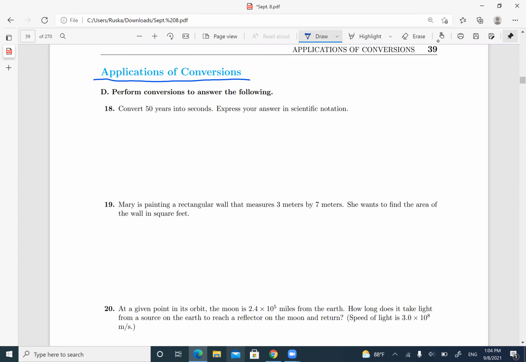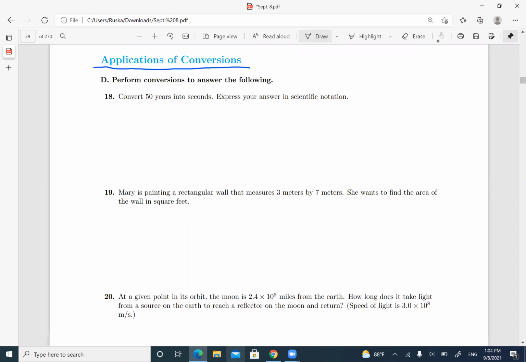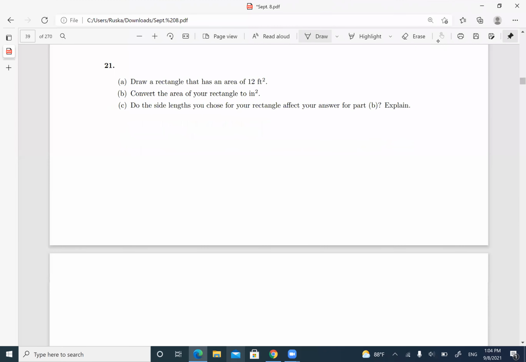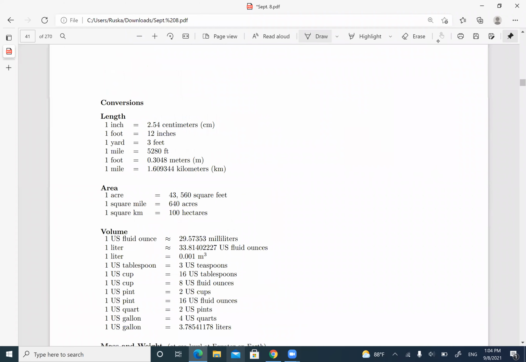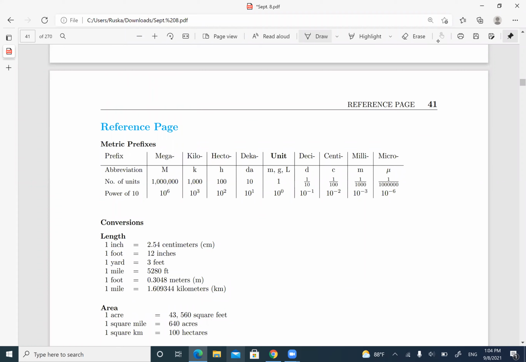There's a reference page where we can just look at a conversion table. That was page 41. So page 41 is the reference page. Here we have the conversions we talked about last time: mega, kilo, hecto, deca, and the base unit is meter, gram, and liter.